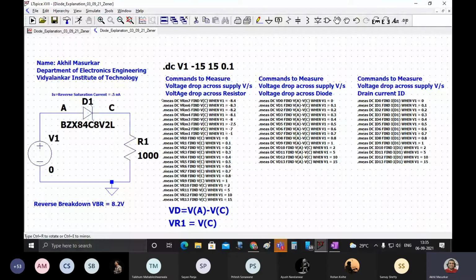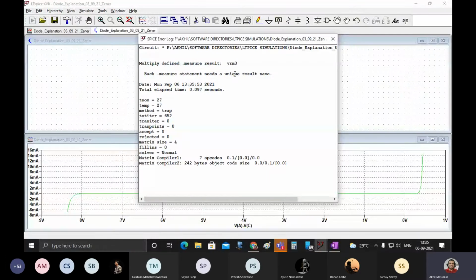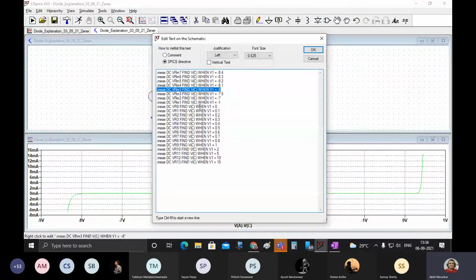Now we'll run this. So here multiply defined, okay, that means something got repeated. So we should check that. Okay, VRM3 got repeated 2 times. So this is 4, 5, this is 6, this is 7, this is 8. Okay, now I'll run it.